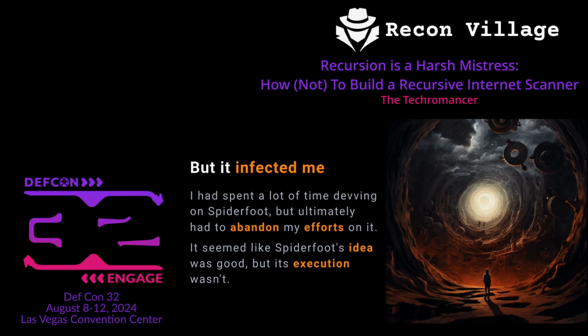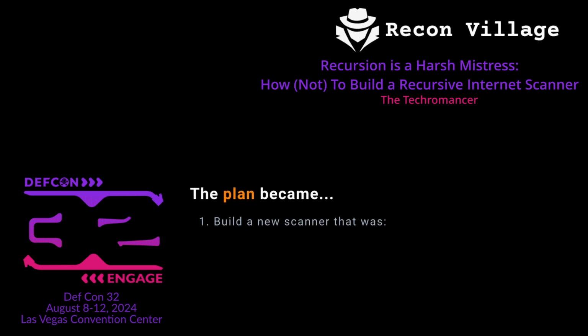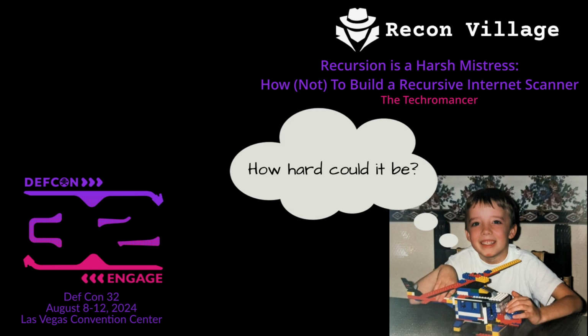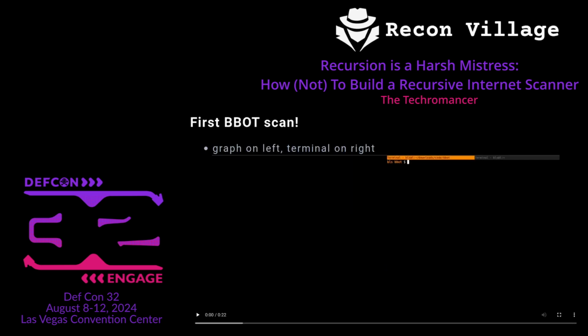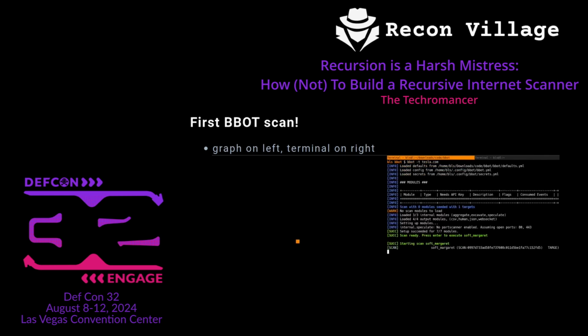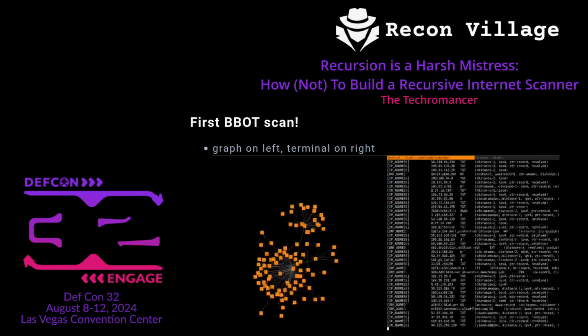At the time, I felt Spiderfoot's idea was really good, but its execution wasn't as good. So the plan became, build a new scanner that was stable and also recursive. And what could go wrong, right? How hard could it be? It's just Legos. So here's the first BBOT scan that we had. The first feature that I added to BBOT was DNS resolution.